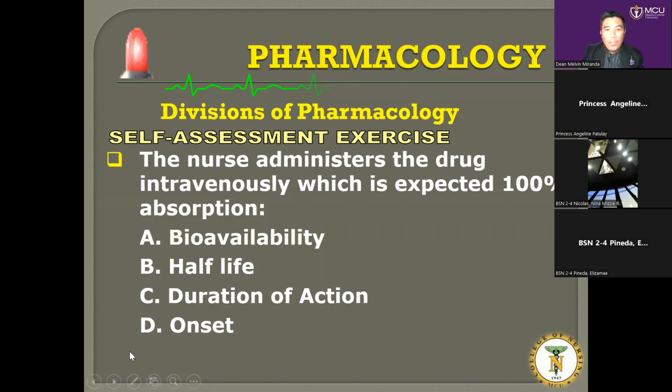So the answer is letter A, bioavailability. Because the half-life is considered as 50%, duration of action is the length of time of having the therapeutic effect of the drug, and onset is the beginning of the therapeutic effect of the drug. Let's have the next question.